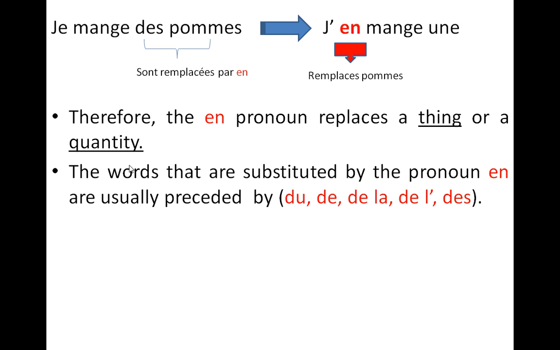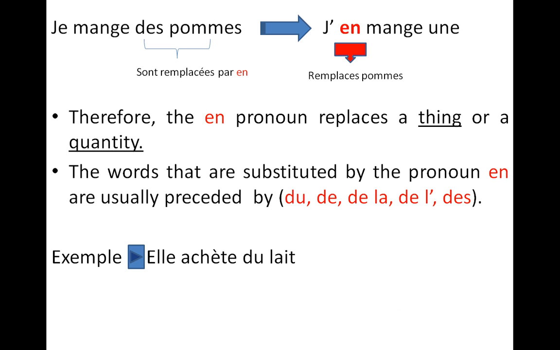Okay, having said that, we have to specify that to replace some thing or quantity and use en, the word will be preceded by du, de la, de l'apostrophe, or de. This means that, look at the example. Elle achète du lait. She buys some milk.